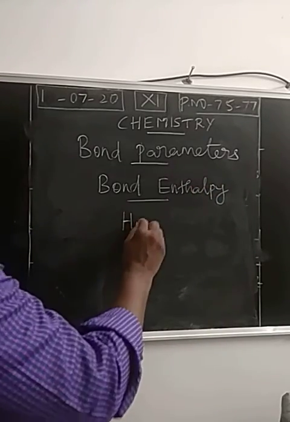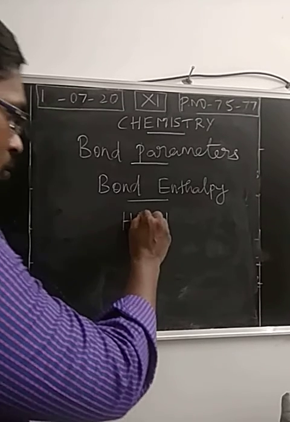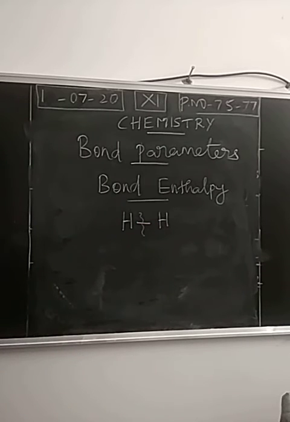Consider a covalent bond, right? Between the hydrogen atoms there is a covalent bond. Bond enthalpy means how much energy is required to break this covalent bond. This is called the bond enthalpy, or bond energy, or bond dissociation energy. All these represent the same meaning.